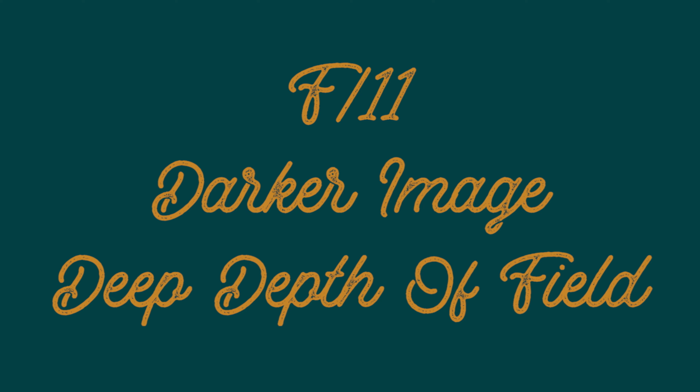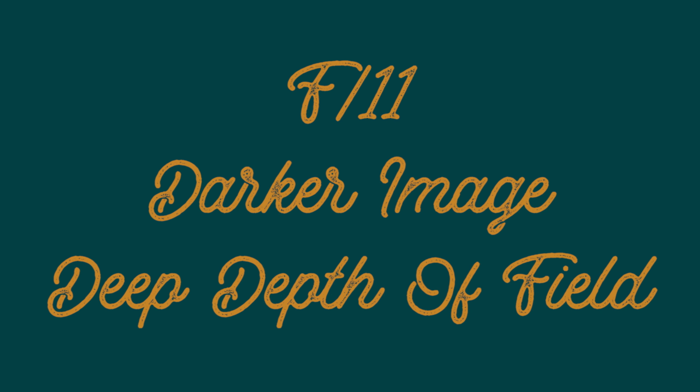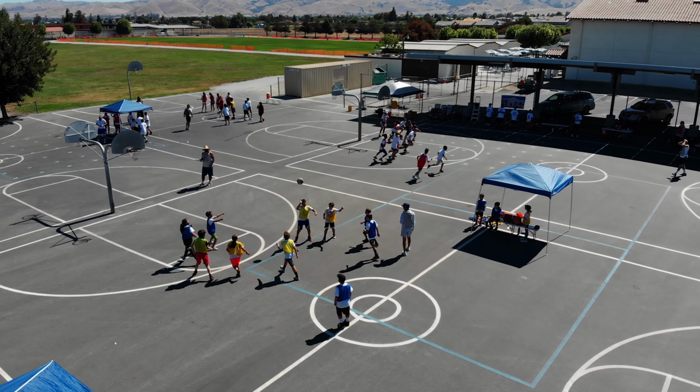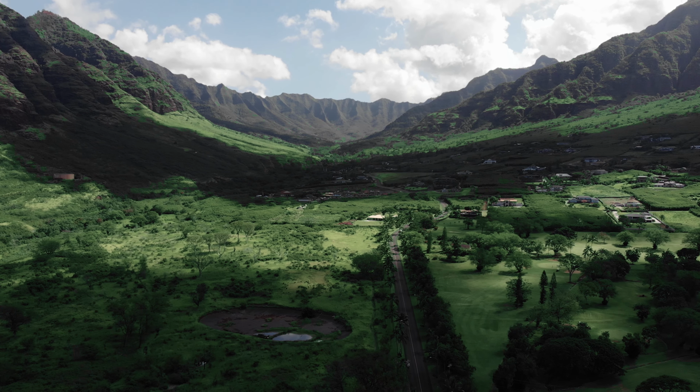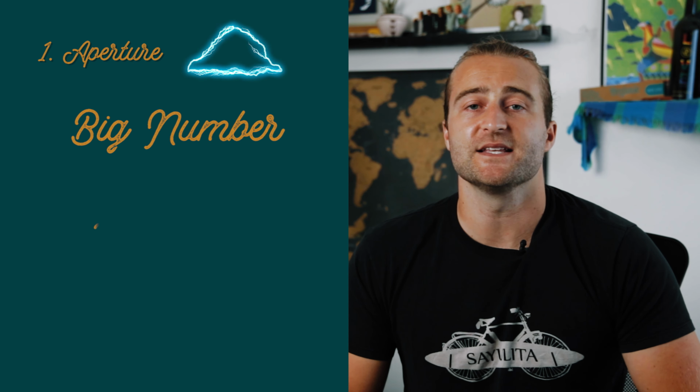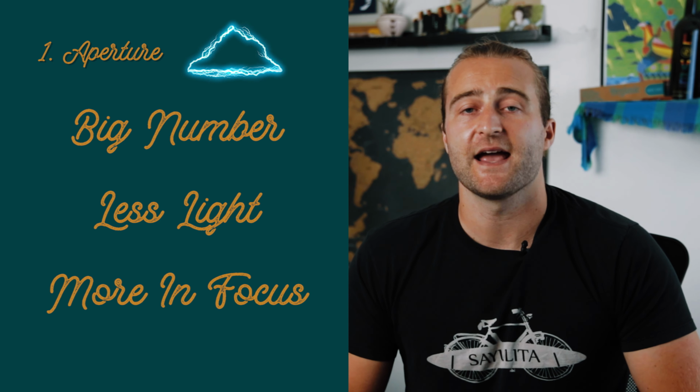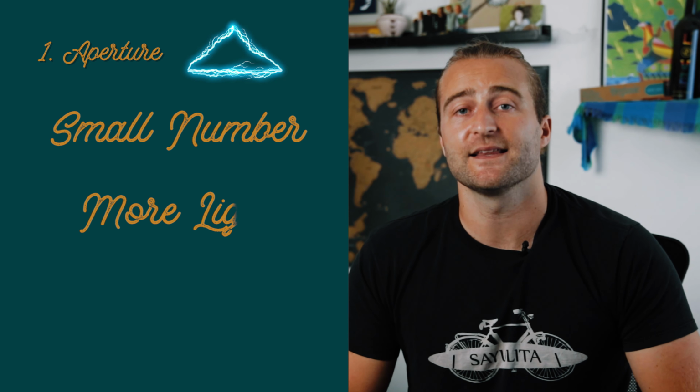So f11 would let in less light but have a deep depth of field, meaning that more of your image is in focus. This is often used in sports or landscapes where you want to see everything going on in the frame. So to summarize aperture, a big number means less light and more in focus, and a small number means more light and less in focus.